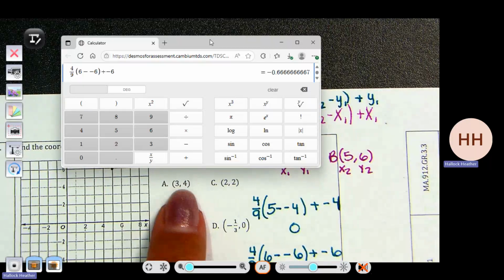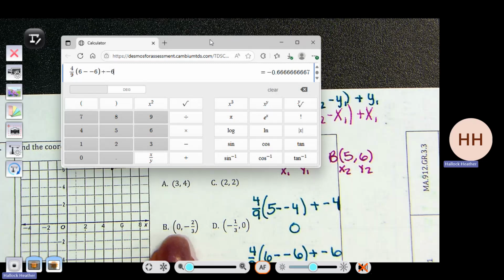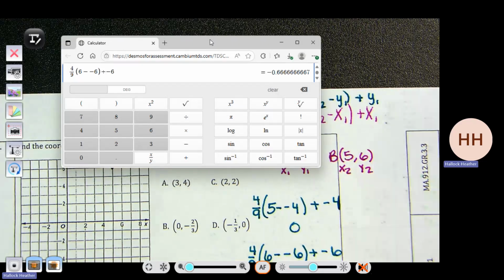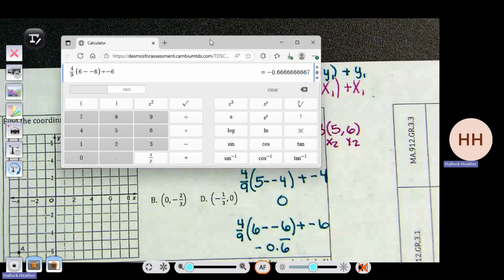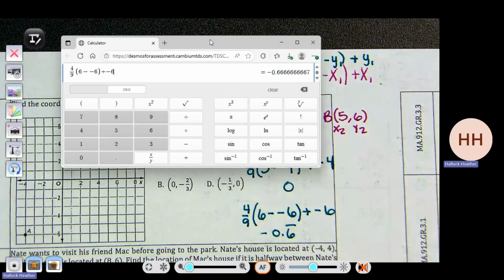So obviously it's not 4, it's not 2. X is 0. So you should know that it's B because X is 0. But if you're confused at which one this is, we get -0.6 repeating. So if you're not sure which decimal that would make, you could test these fractions.